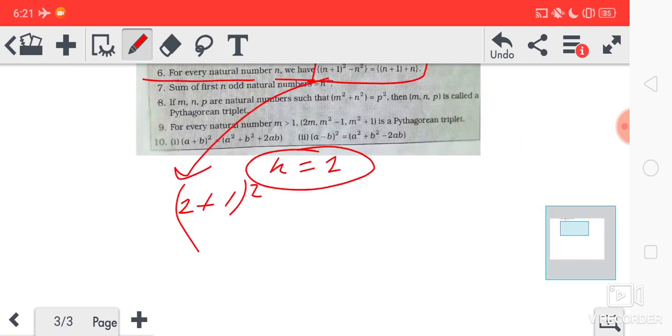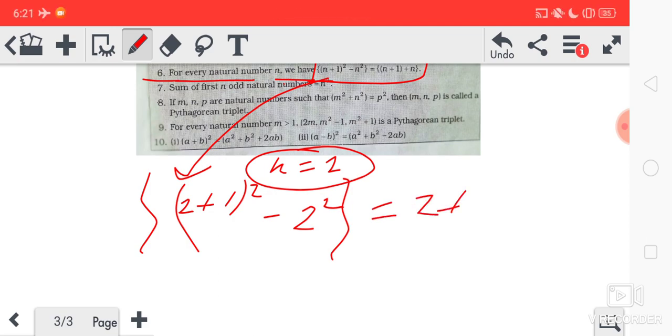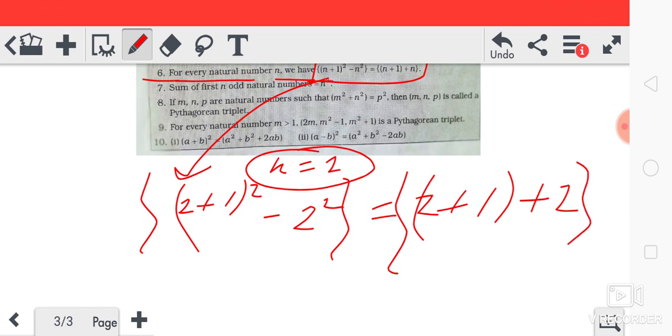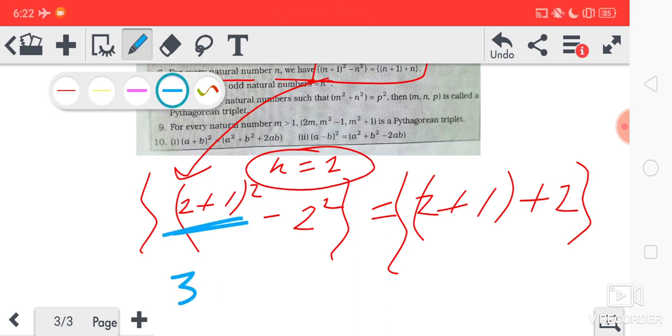2 plus 1 whole square minus 2 square. Now n plus 1 means 2 plus 1, and plus n means plus 2. So it can be written like this. Now look here, what you'll get: 2 plus 1 means 3, so you'll get 3 square, minus 2 square. Minus 2 square means what? 4.